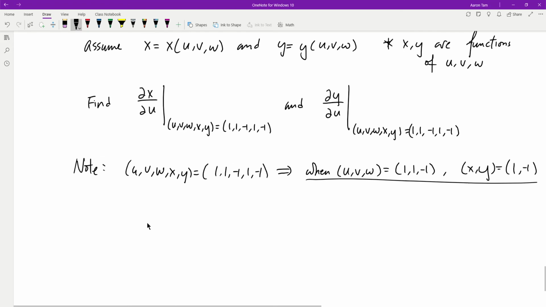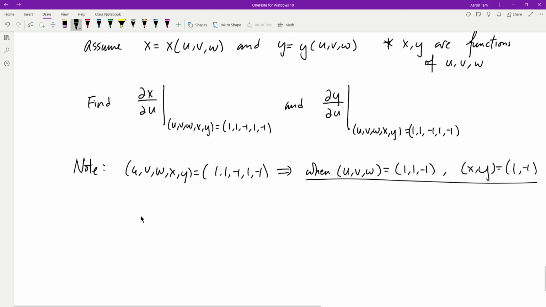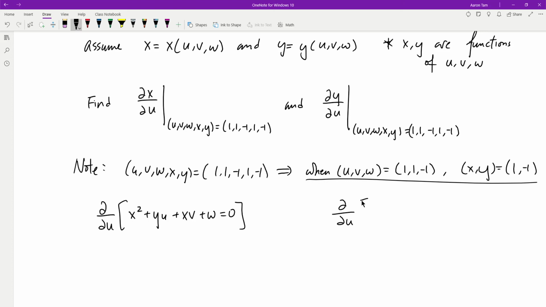So now let's see if we can do this. Definitely a lot of things going on, but let's try to figure this out. Let's try to find our system of equations first. To do that, what we're going to do is differentiate the two equations that we have with respect to u. So let's go for it. This is my first equation, I'm going to take it with respect to u, and here's my second equation.